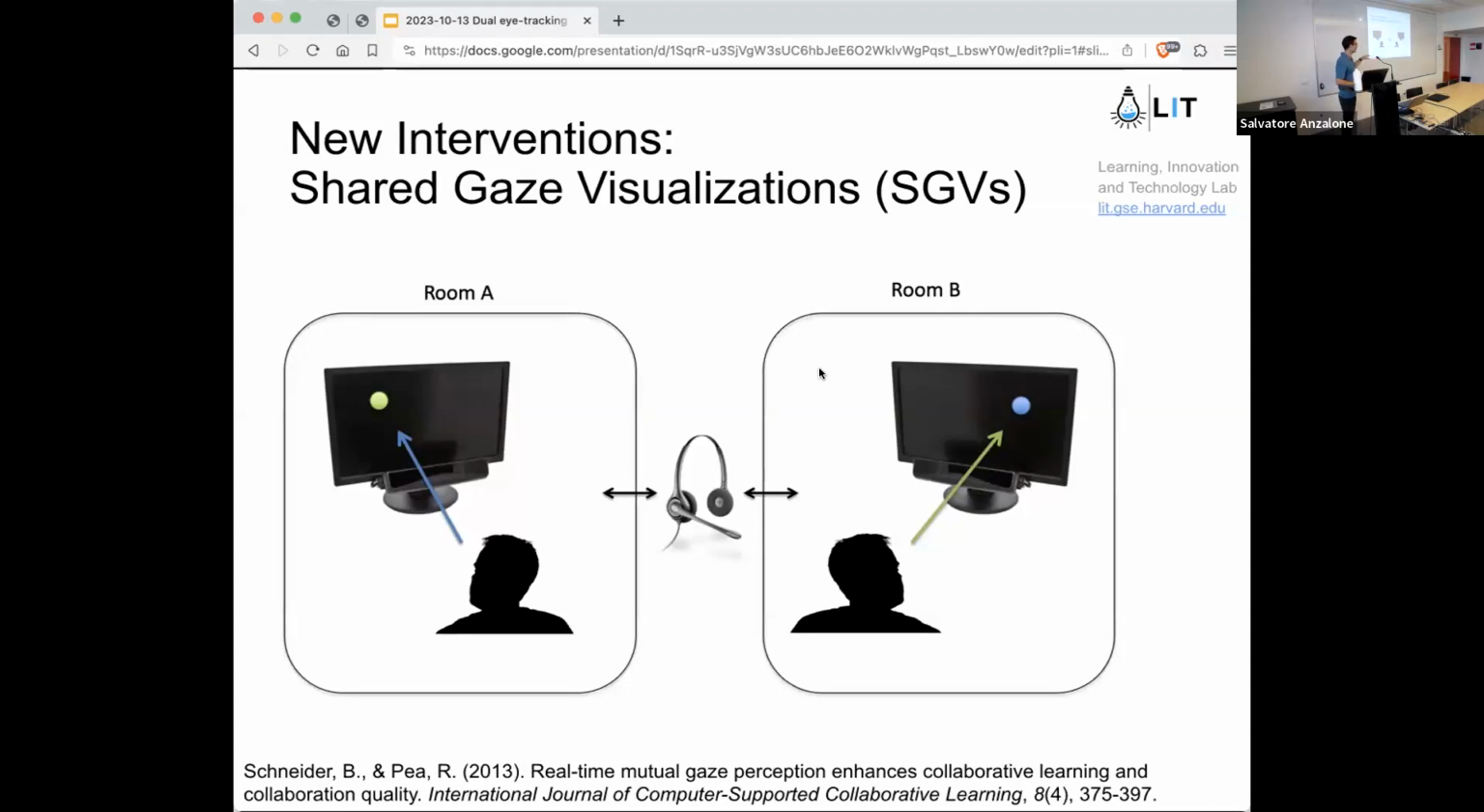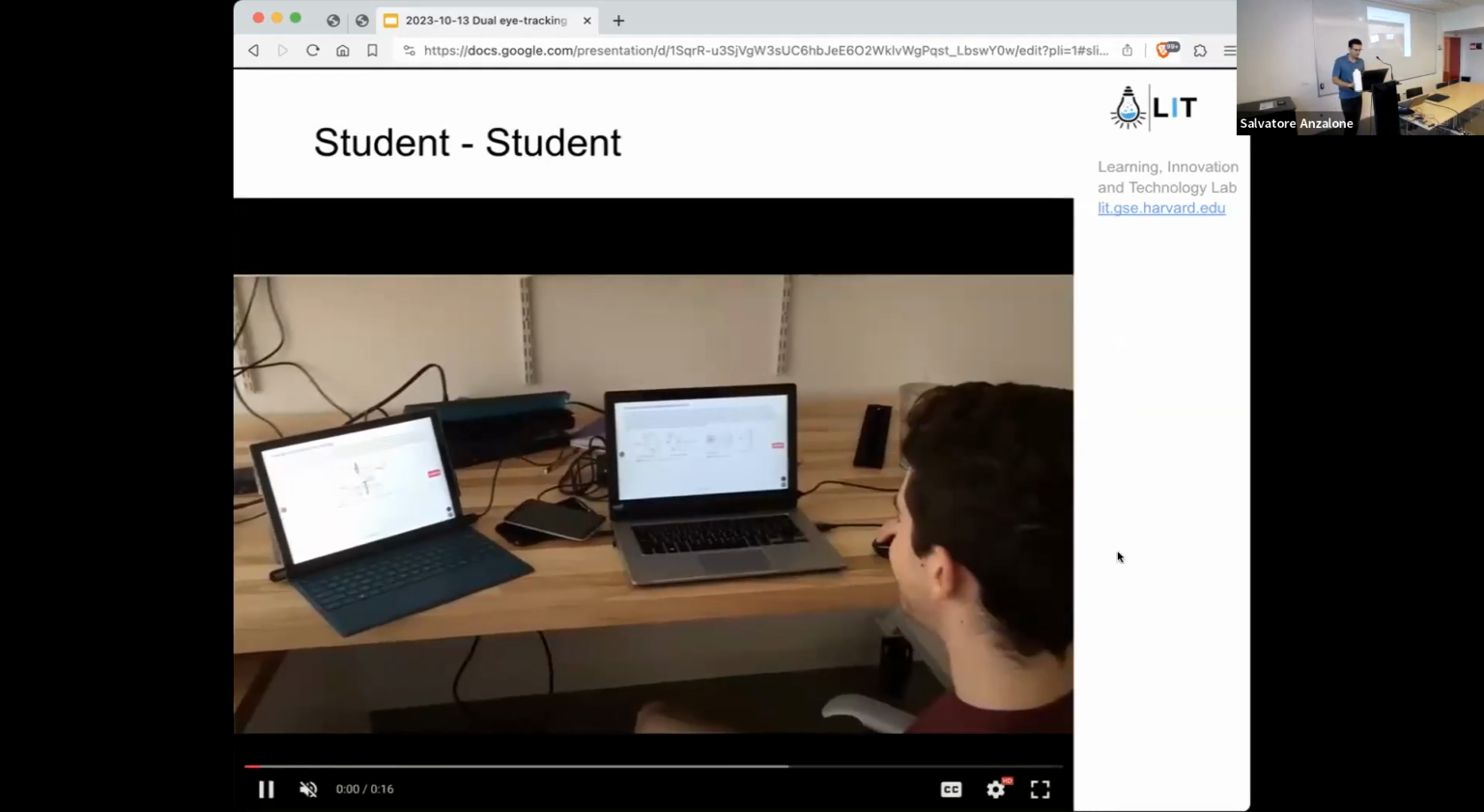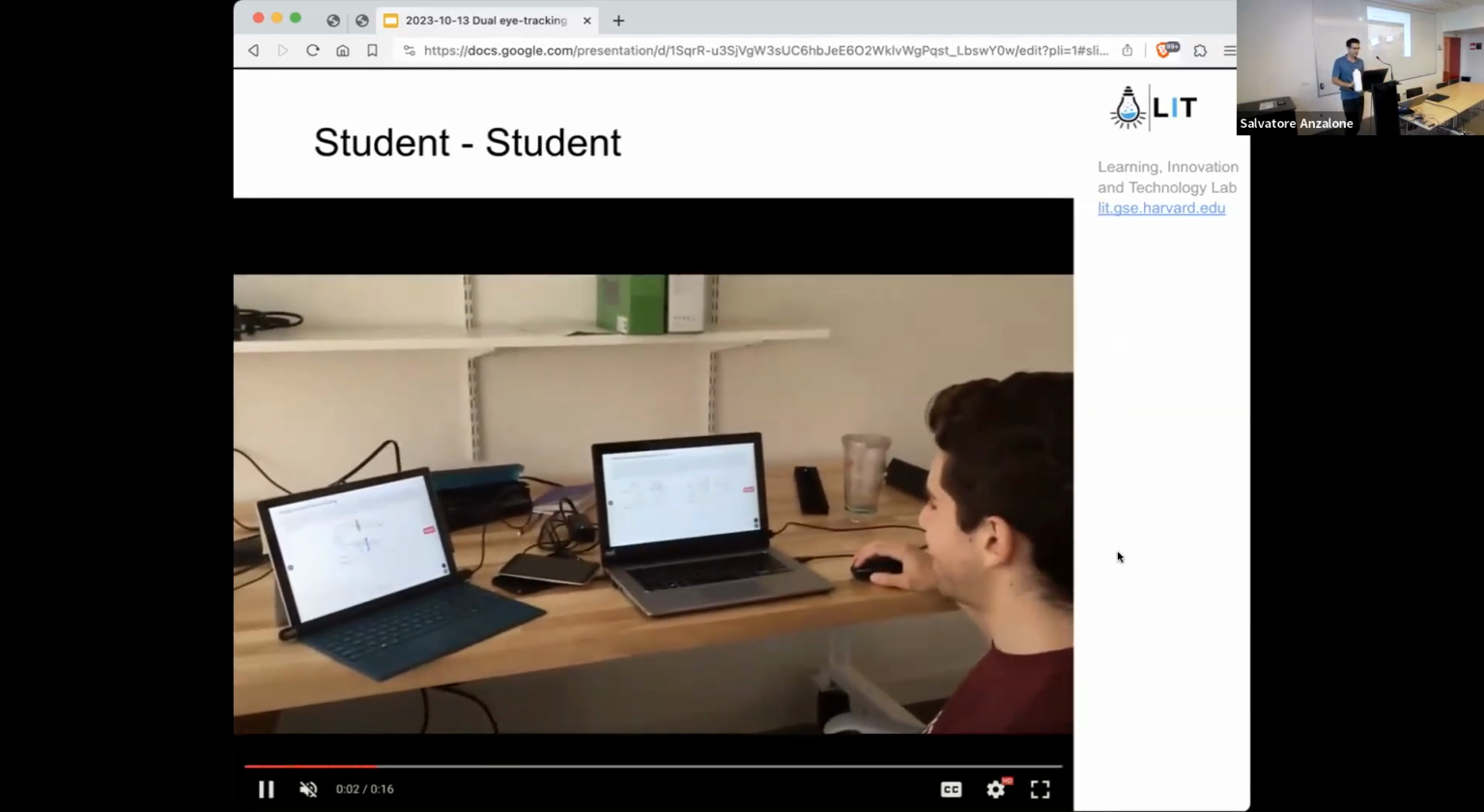This is an example of a setup where you have two people working together and they're communicating with a microphone. We have eye trackers tracking their gaze, and we're basically showing the gaze of one person on the screen of the other person and vice versa. So it means that I can see where my partner is paying attention to, what they're looking at. And even before they say something, I sort of already know what they're going to say because I know what they're paying attention to.